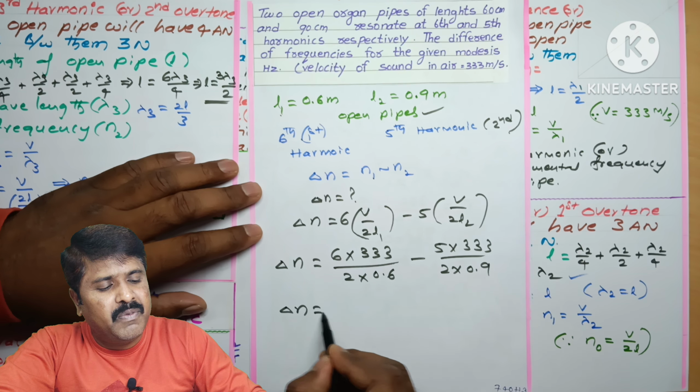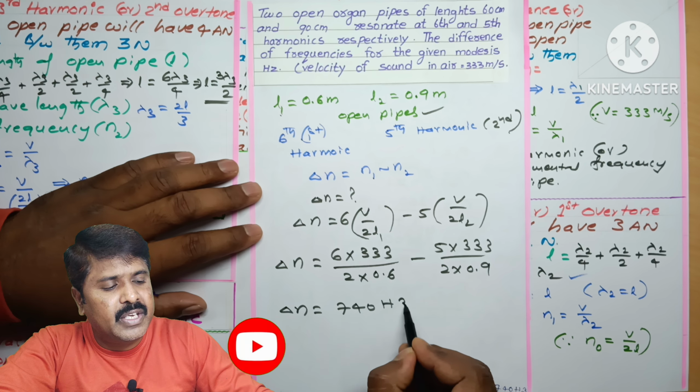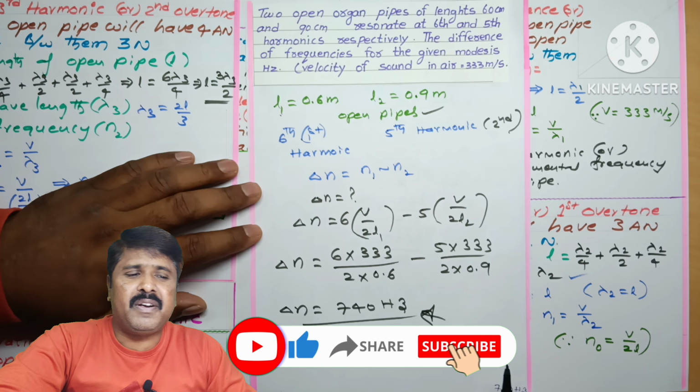After solving this, we will get delta n equal to 740 Hz, which is the answer for the given question, student.